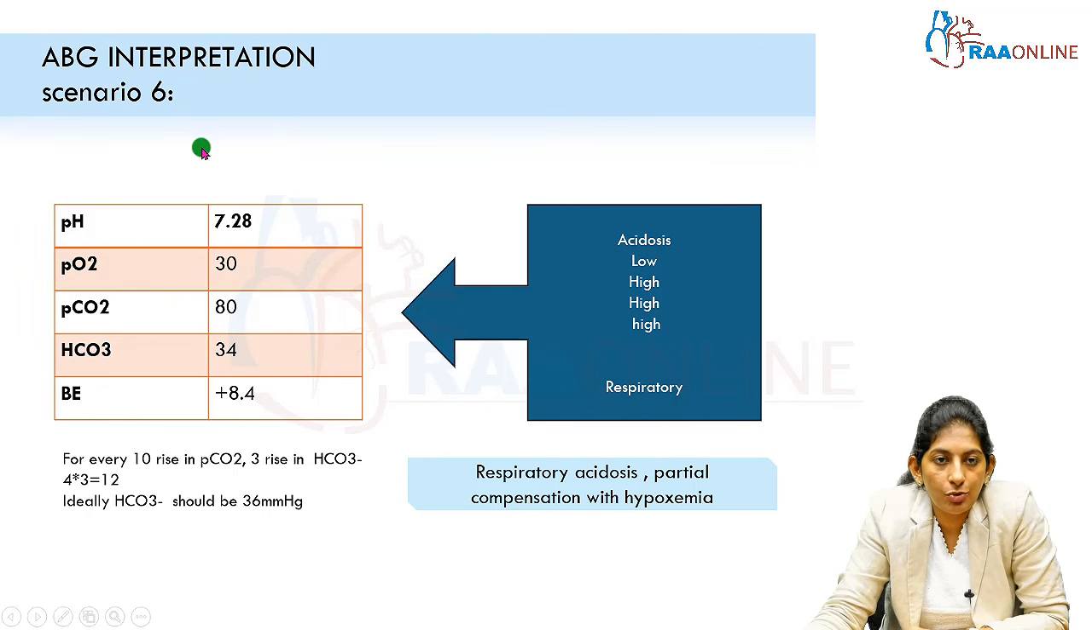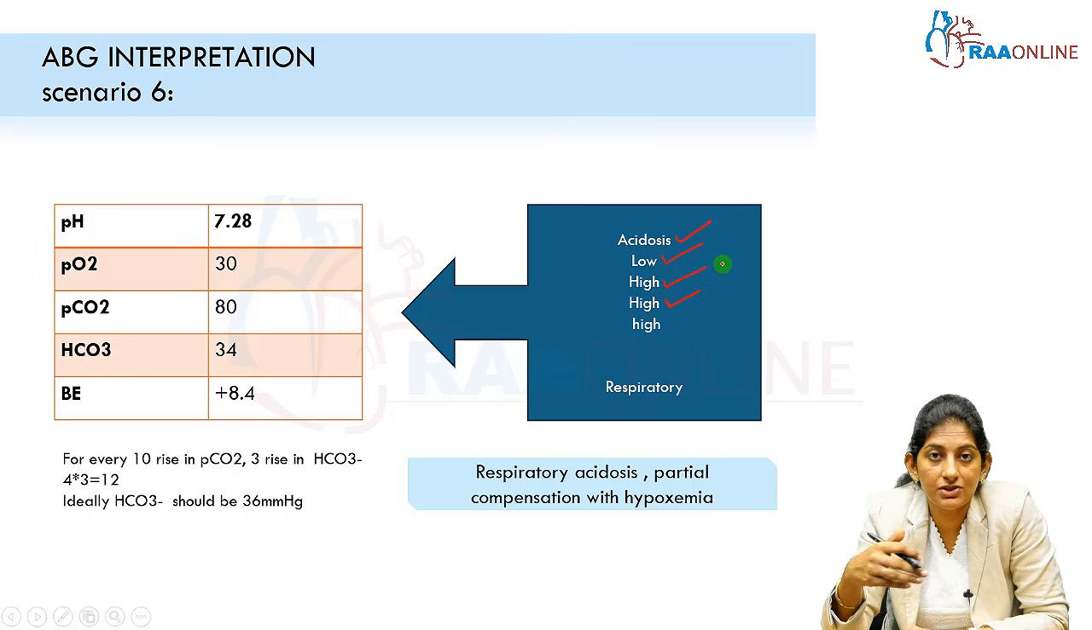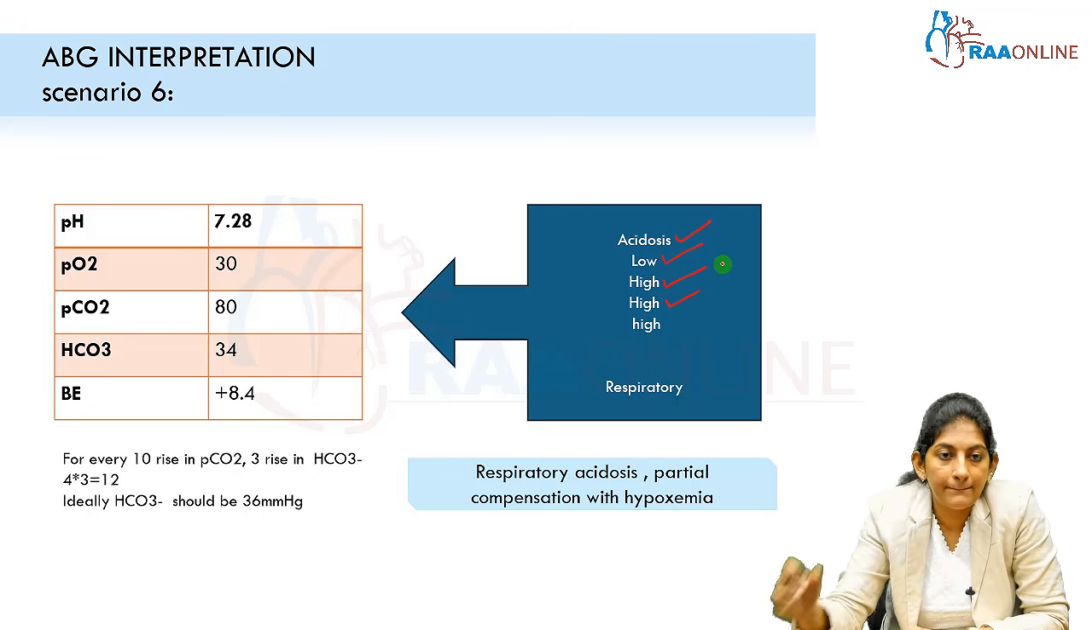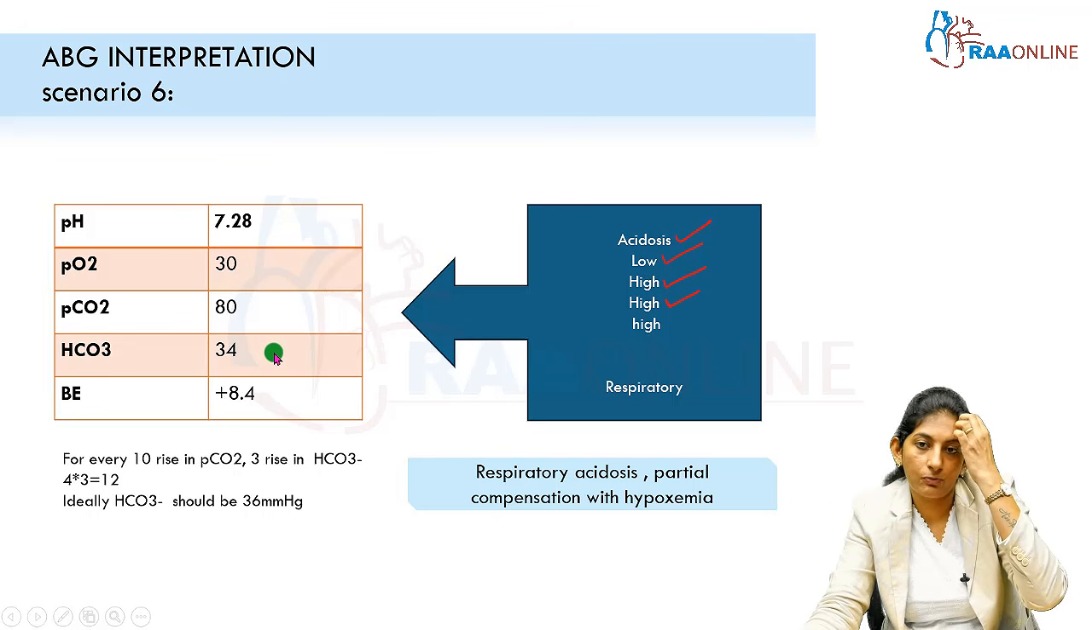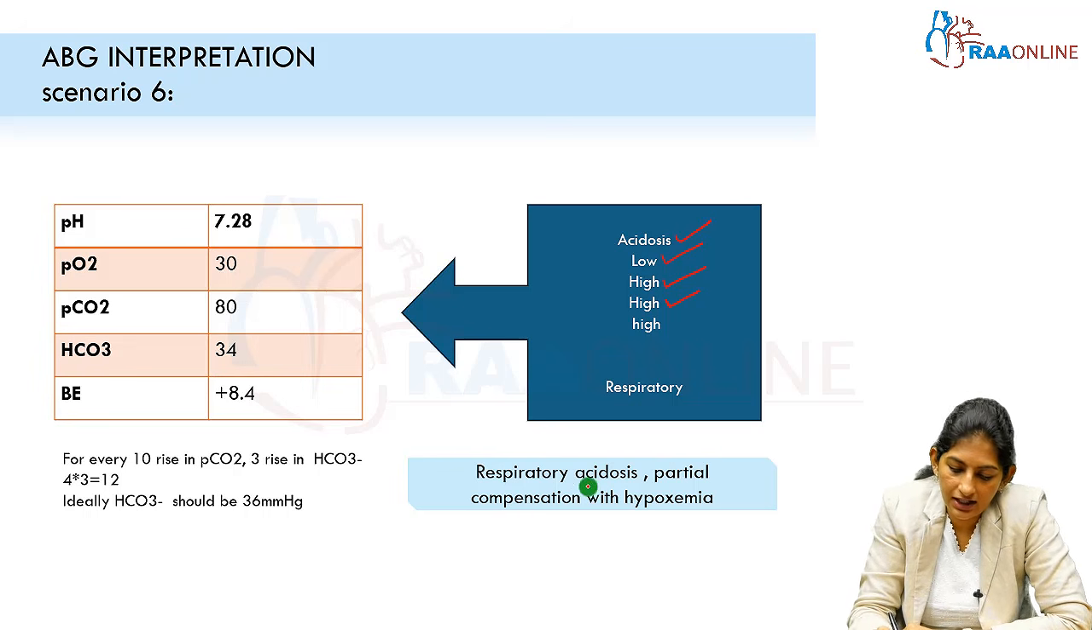pH is 7.28, which is acidosis. PO2 is 30, very, very low, a hypoxemic condition. PCO2 is 80, very, very high. So probably this is a respiratory acidosis. Look at the bicarbonate. Bicarbonate has increased. It is a high bicarbonate. So probably the system is trying to compensate. Metabolic compensation is happening. Base excess is present, that is 8.4. So this is a respiratory acidosis.